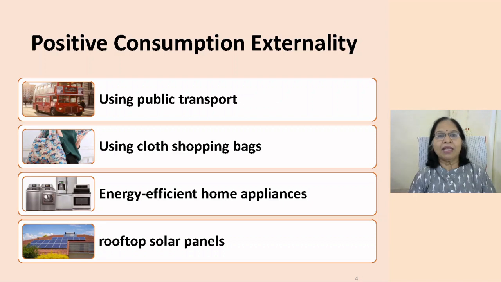The third example is that of installing and using energy efficient home appliances and systems. When households decide to install energy efficient bulbs or high efficiency air conditioners, then they are creating positive consumption externality, because this reduces the energy consumption, lowers greenhouse gas emissions, and promotes energy conservation. When households decide to invest in rooftop solar panels, the clean energy that is generated not only benefits them but also contributes to a cleaner environment and reduces overall carbon footprint.